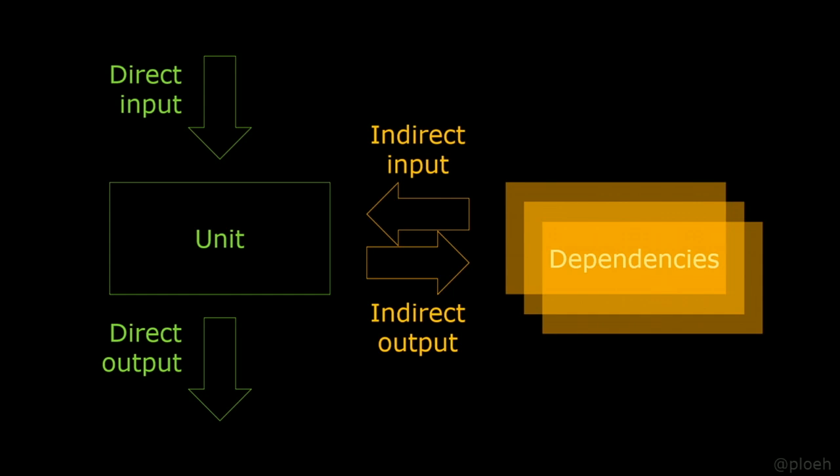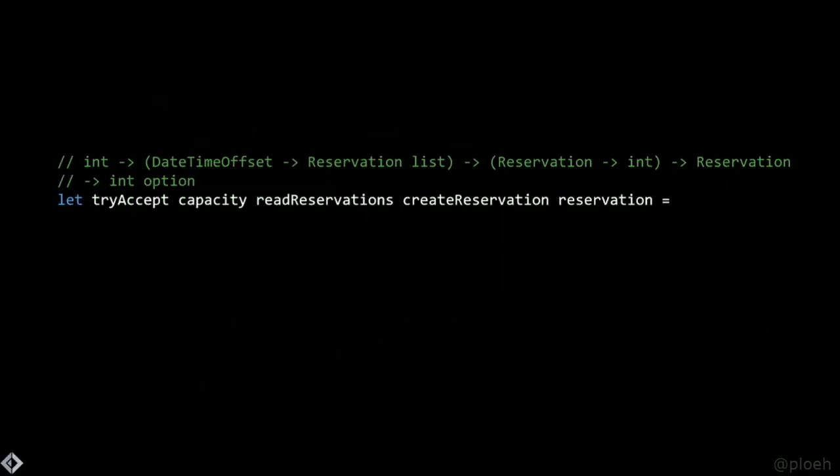But it turns out that in functional programming languages, decoupling decisions from effects is one of the easiest things you can do. So we can take that indirect output and refactor it to be direct output instead. And in F# it's going to look like this. So this is where we left off before.